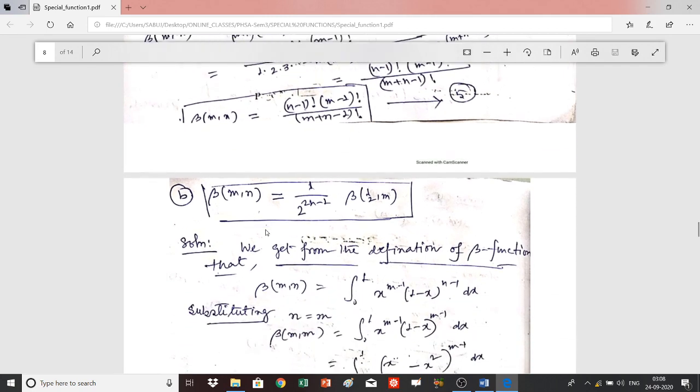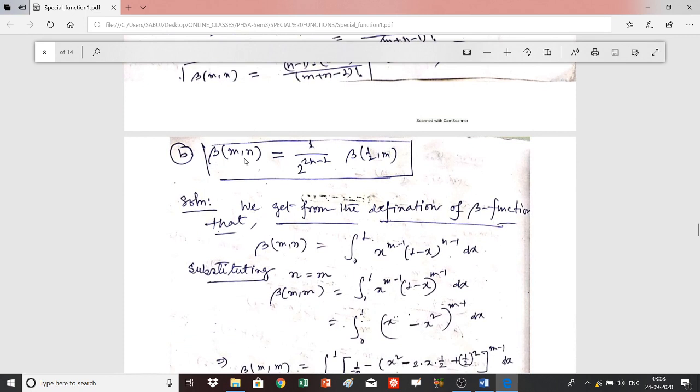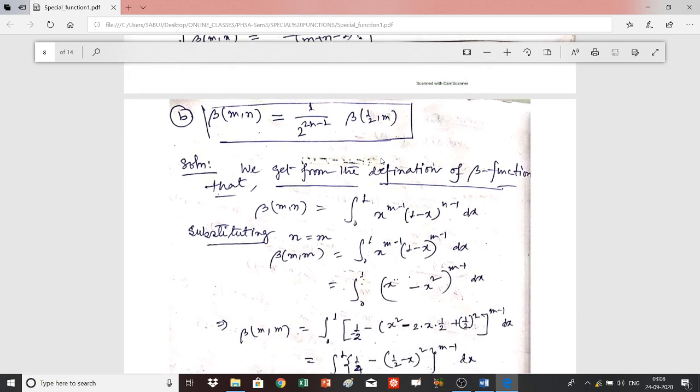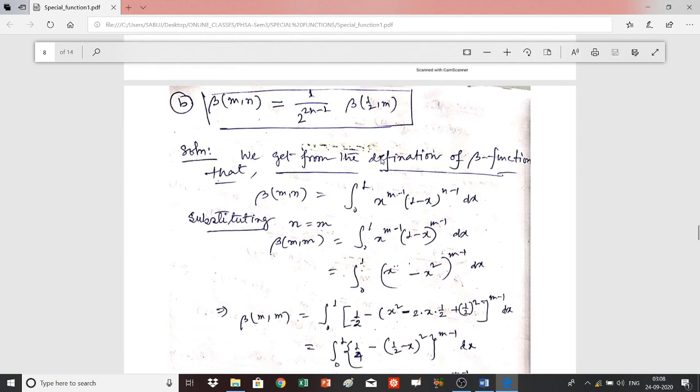Now come to another problem, that is beta mn is equal to 1 by 2 to the power 2n minus 1 beta half m. Now we have to prove it. So just recall, here also, the definition of beta function that was given at the beginning of this class or lecture, that beta mn is equal to integral 0 to 1 x to the power m minus 1, 1 minus x to the power n minus 1 dx.